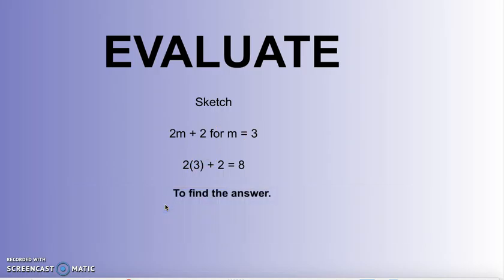So, to find the answer, if you had that right, please put a star, and let's move on to the next one.